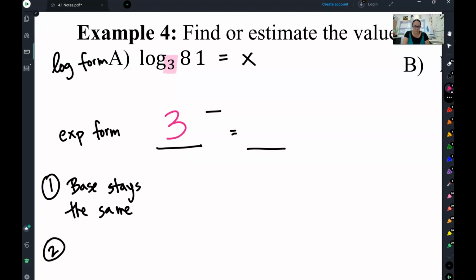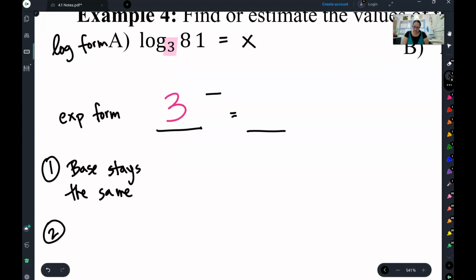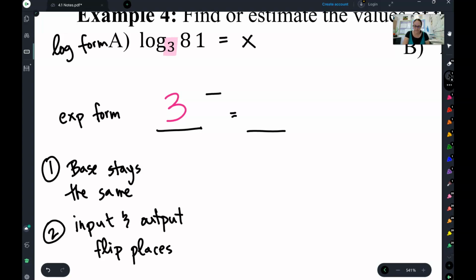So now let's look at step 2. We know that logarithms and exponentials are opposites. Another word for opposite is inverse. They are inverses of each other. And we learned back in chapter 1 that to have an inverse, the x's and the y's flip. Well, I can do the same thing here. To change from log form to exponential form, the input and the output flip places. The x's and y's flip.